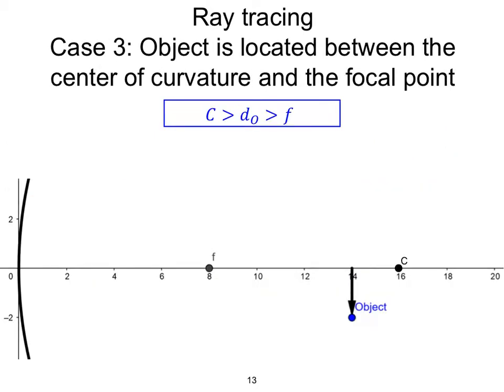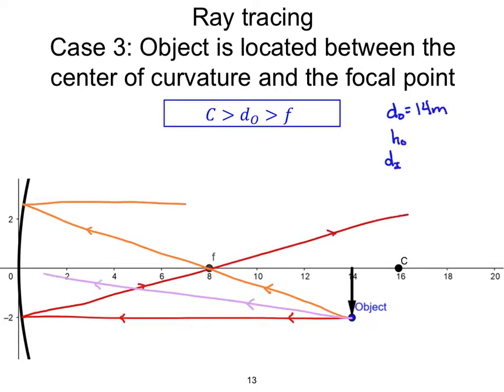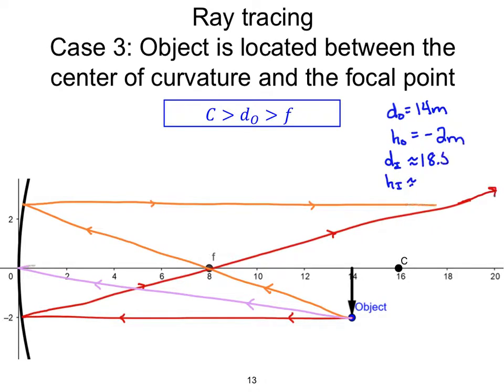The next case is when the object is located between the center of curvature and the focal point. I switched it up a bit here and drew the object upside down, but we can still use the same process. First draw the parallel ray, then the focal ray, and finally the central ray. We find that the image is located at about 18.5 meters and it is about 2.5 meters tall. The image is still real. Now, even though the image is upright on the screen, it is inverted compared to the object, so the image is still said to be inverted.